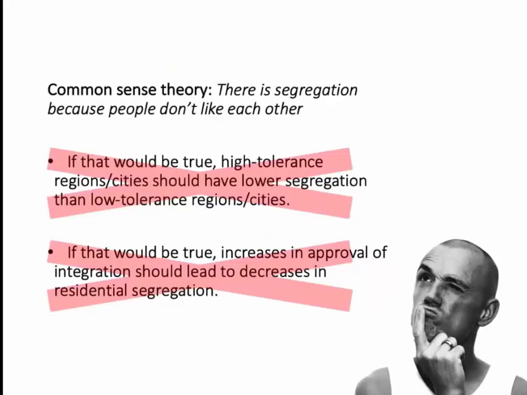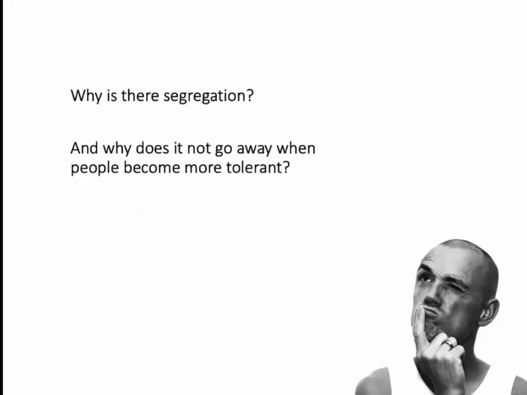So now we had two alternative things that would have to be true if our explanation were driving things, but none of that seems to be the case. So maybe our explanation is not that good to begin with. Maybe there's something else going on. And this is then the segregation process that we get to. So why is there segregation? And why does it not go away when people become more tolerant? That's actually a very important question, because you could say, okay, we need to become more tolerant. People become more tolerant, but we still have segregation. So what is going on?